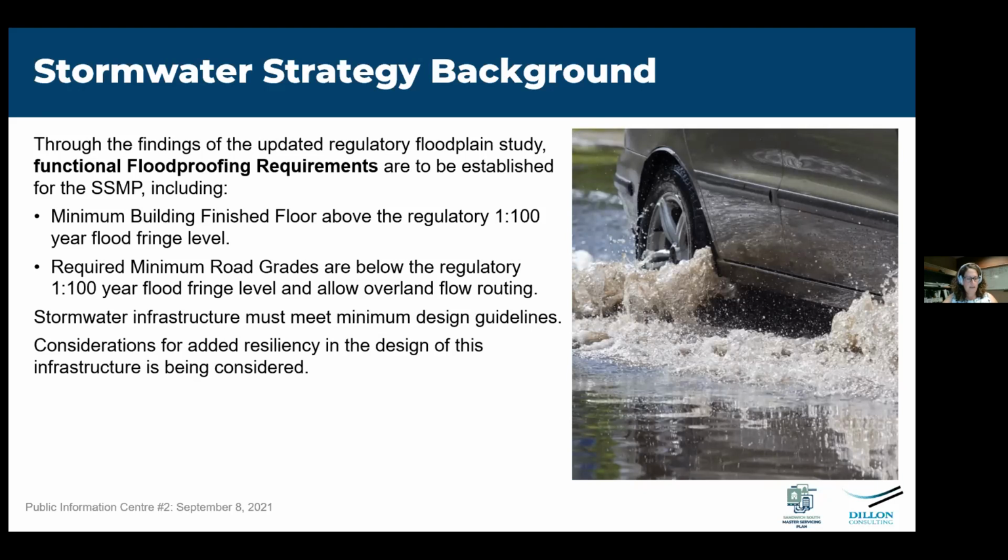And the second is that required minimum road grades shall be below the regulatory flood fringe levels and allow for overland flow routing. And this is to direct the overland flow to the proposed stormwater management ponds and ensure that future development does not impact existing development. Also, all stormwater management infrastructure must meet minimum local and regional guidelines, and where possible, implementing higher levels of service to mitigate impacts of climate change and provide flexibility in the system will be considered.